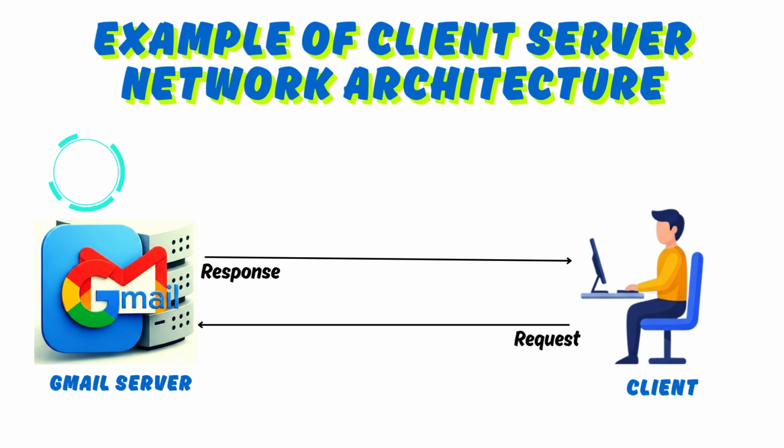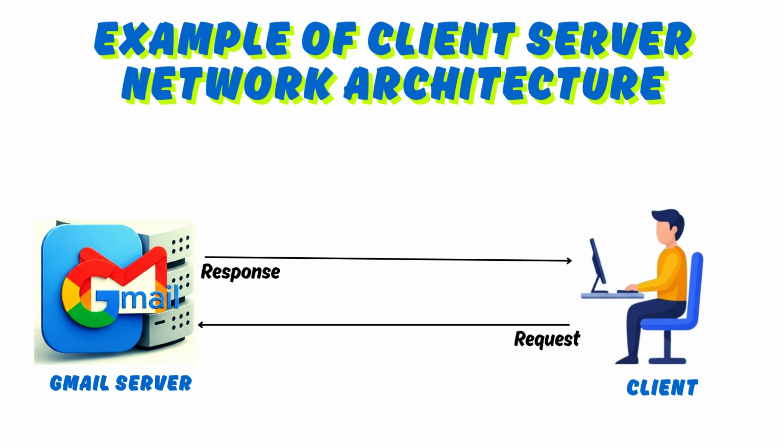If everything checks out, the server processes the request and sends back a response which includes your latest emails, folders, attachments, and all the information displayed in your inbox. This response travels back through the network and reaches your device. Your browser then displays your Gmail inbox in a format you can interact with.